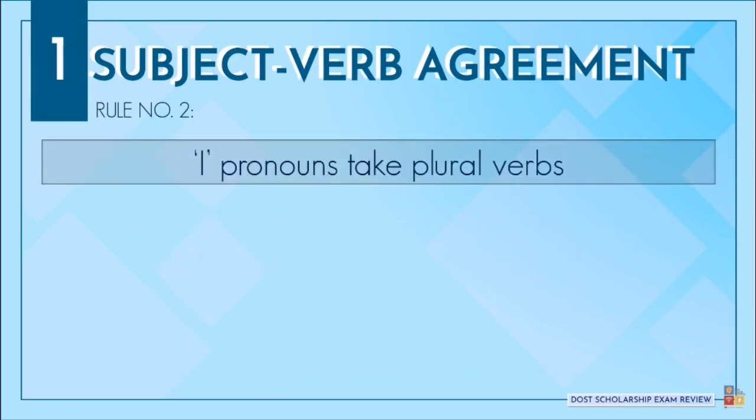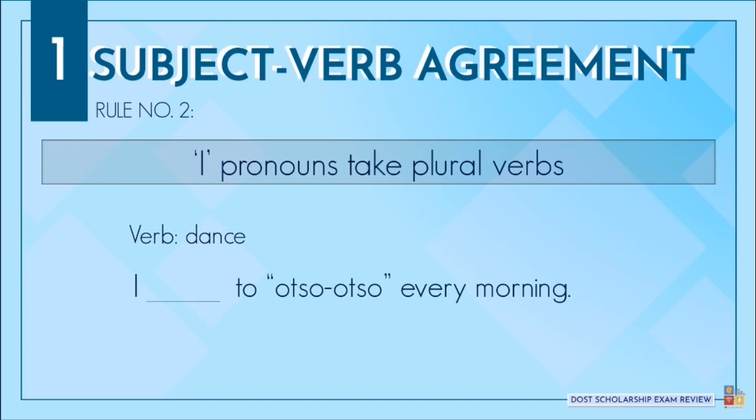The pronoun I, although singular, takes a plural verb. To illustrate, let's take the verb dance. We have this sentence, I blank to Otto Otto every morning. Although I is singular, this should not be dances. Rather, it should be dance. Okay, these two rules are easy to understand.